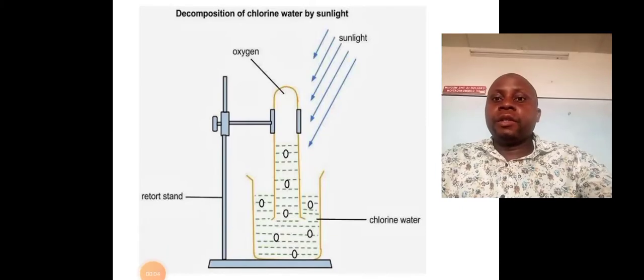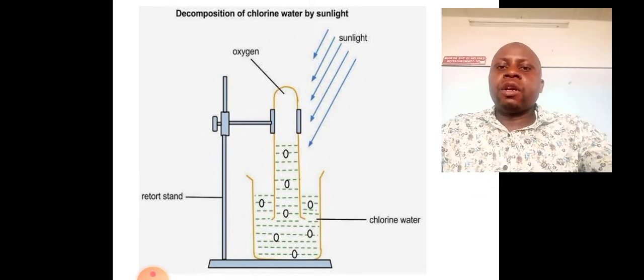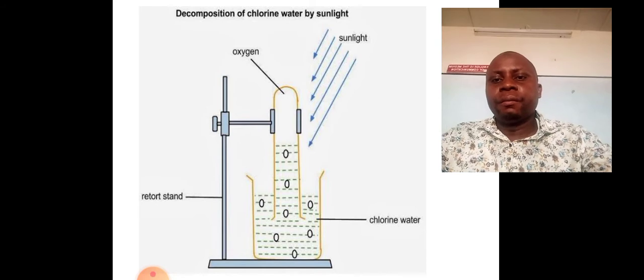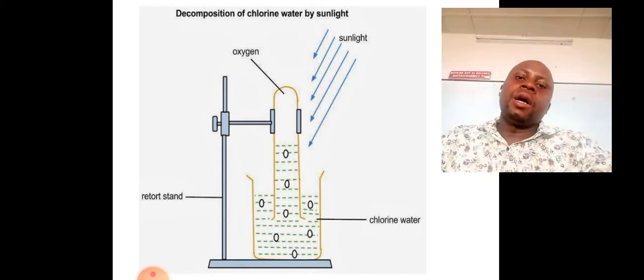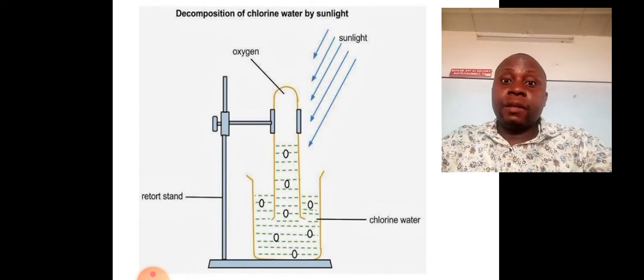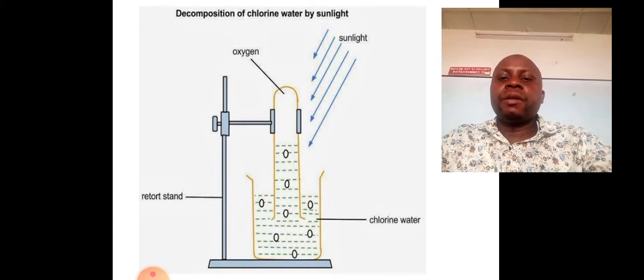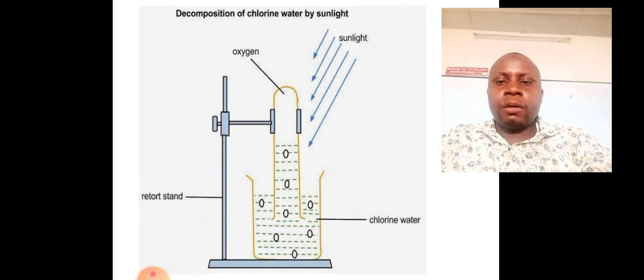Welcome back to our lesson. We are continuing to discuss the chemical properties of chlorine. Remember, in our first session, we discussed the acidic nature of chlorine. We saw that it is an acidic gas and it turns moist blue litmus paper red and then bleaches the paper. We went ahead and saw that chlorine dissolves in water to form chlorine water.